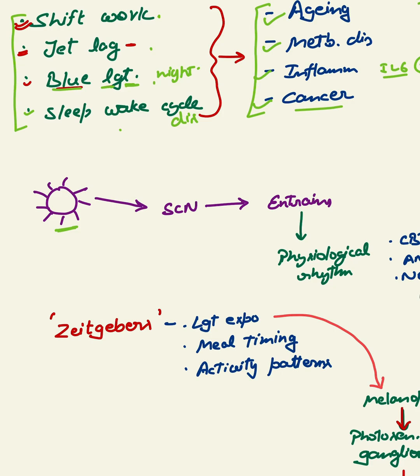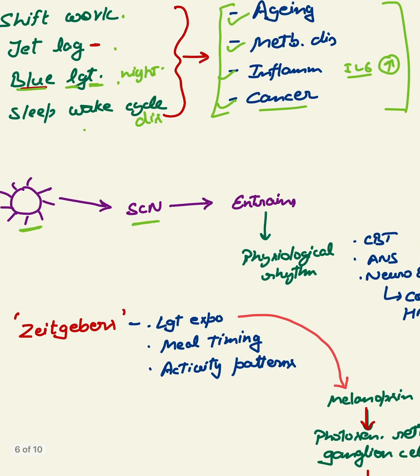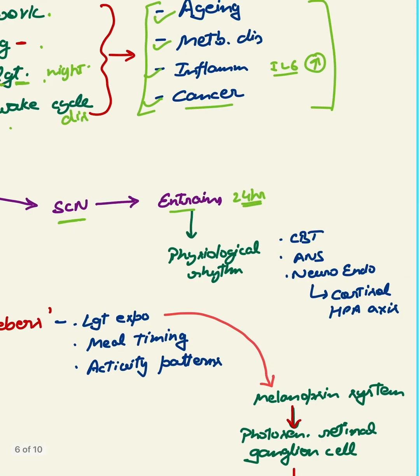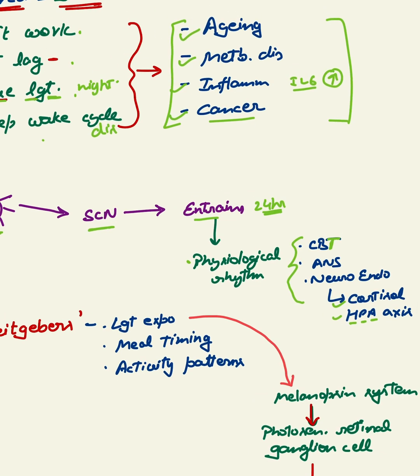Normally, when we are exposed to the sun, the sunlight falls on our retina, and it sends signals to the suprachiasmatic nucleus in the hypothalamus, which further entrains the circadian system to the 24 hours of the day. This is further imparted as a physiological rhythm, in parameters like core body temperature, the autonomic nervous system, and the neuroendocrine system. In the neuroendocrine system, we see fluctuation in the level of cortisol and the hypothalamo-pituitary-adrenal axis. These are all imparted as a circadian rhythm, right?